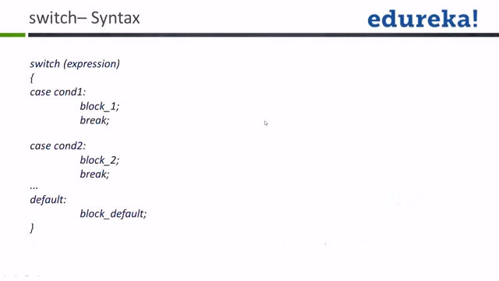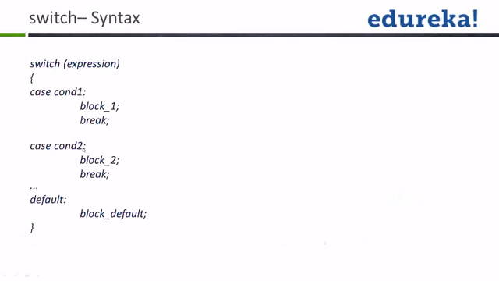I'll come to switch case. Now how to use that? The syntax is you write the switch keyword first of all and within the parenthesis you place an expression. This expression will have a certain value. You'll make certain cases based on different values. If the value of the expression matches condition 1, it will directly jump to that case and execute block 1, and using the break statement it will get out of the switch case.